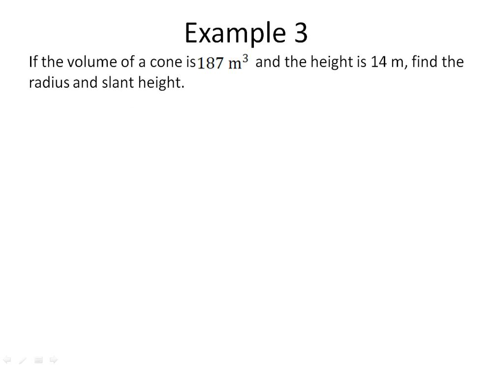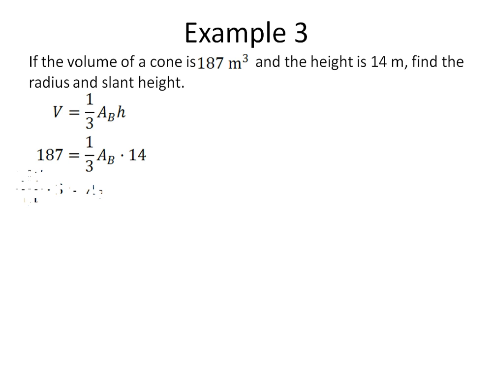Okay, example 3. They said if the volume of a cone is 187 cubic meters and the height is 14 meters, they want us to find the radius and the slant height. So this time we're going to be working a little backwards. Here's what we've got. We know that the volume is given by 1/3 times the area of the base times the height. So we plug in the information we know: 187 for V, 1/3 of the area of the base, times 14, because we know the height is 14.